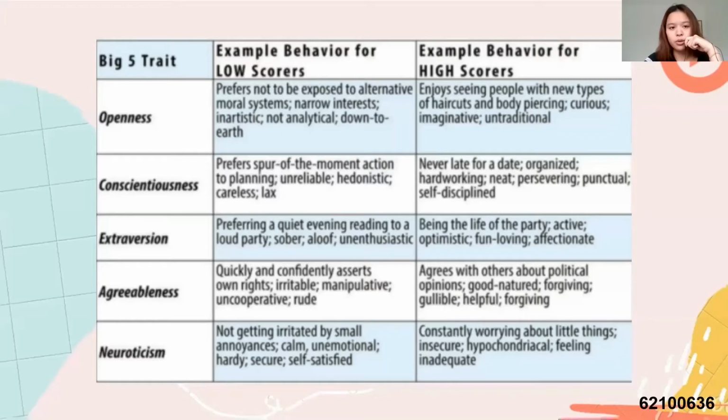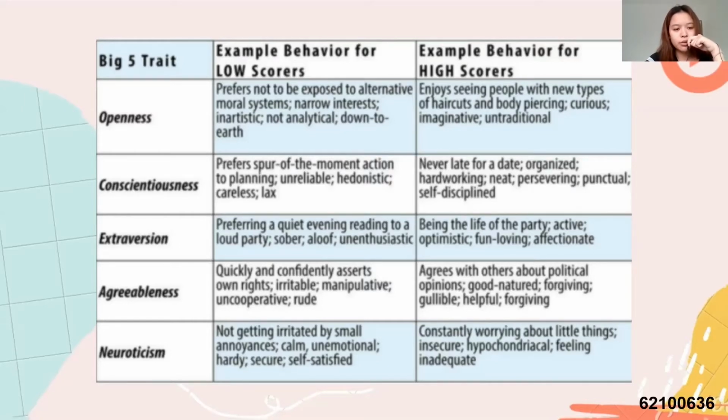The people who have a low score prefer spur-of-the-moment action to planning, and are unreliable, hedonistic, and careless. While people who have a high score are never late for a date, and are organized, hardworking, neat, persevering, punctual, and self-disciplined. The third one is extraversion. People who have a low score prefer a quiet evening reading to a loud party, and are sober and unenthusiastic. While people who have a high score are the life of the party, active, optimistic, fun-loving, and affectionate.